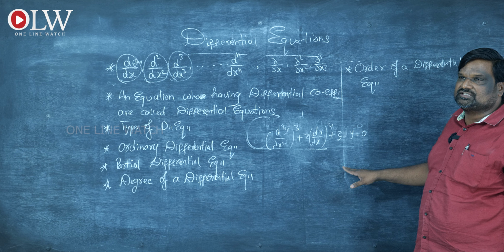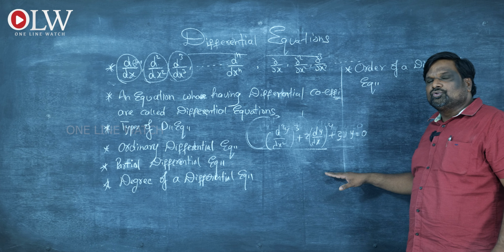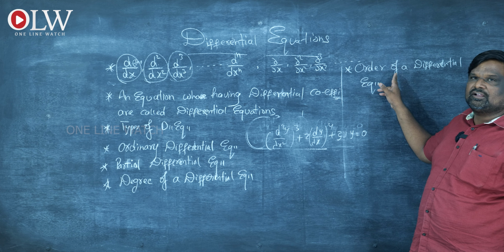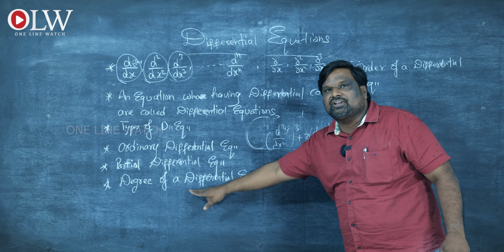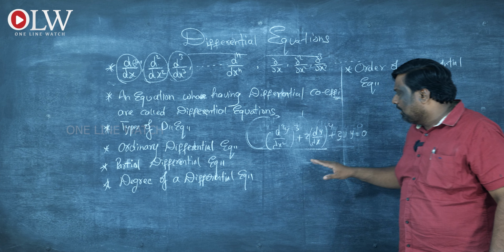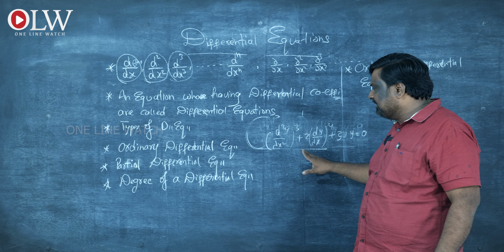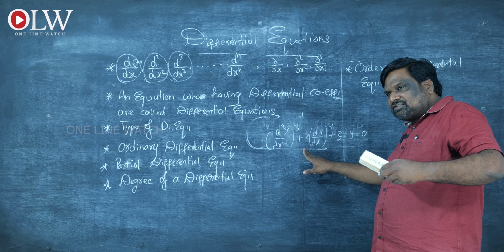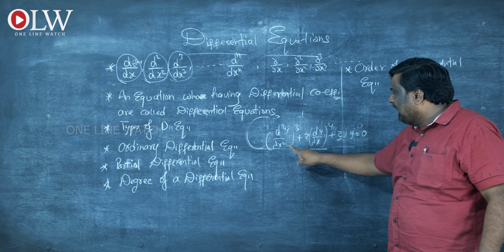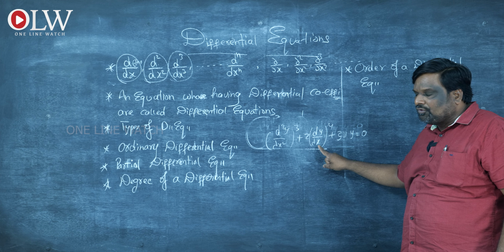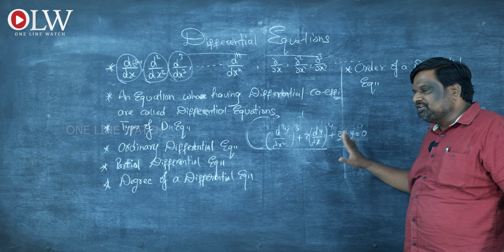For the sake of convenience, I can take another example which may give a clear clarification regarding these two definitions: one is the order of a differential equation and the second is the degree of a differential equation. Before finding the order and degree, is it a differential equation or not? This one has ordinary derivatives, ordinary differential coefficients, so we say that this is an ordinary differential equation.